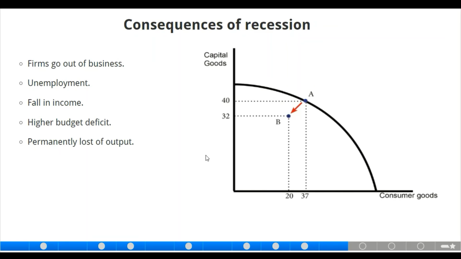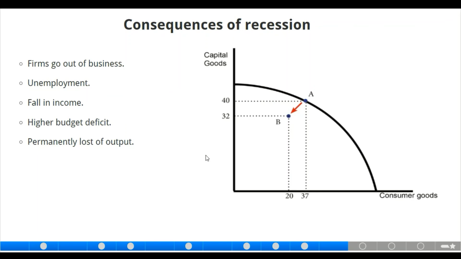Moving to the next slide, we now have the consequences of recession. What are the effects of recession here? Now, first, firms go out of business. Of course, most firms will go out of business, and it also leads to unemployment, at the same time fall in income, and also higher budget deficit. That is, the imports will be more than export, and we also have the permanent loss of output.